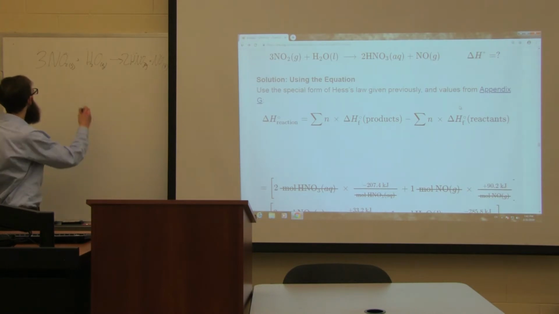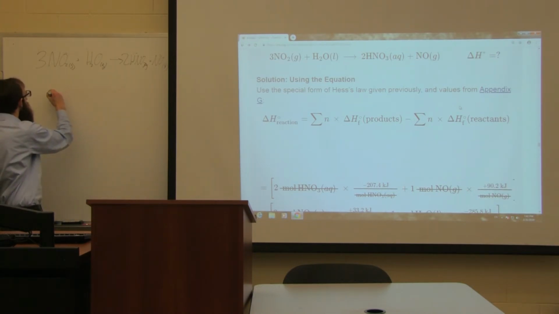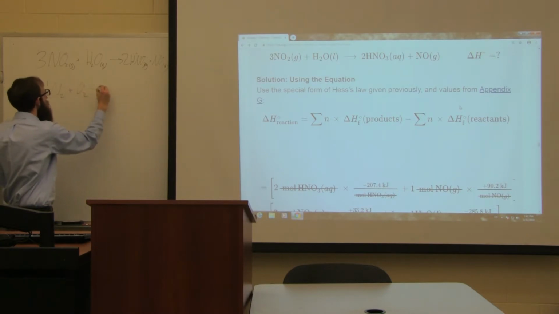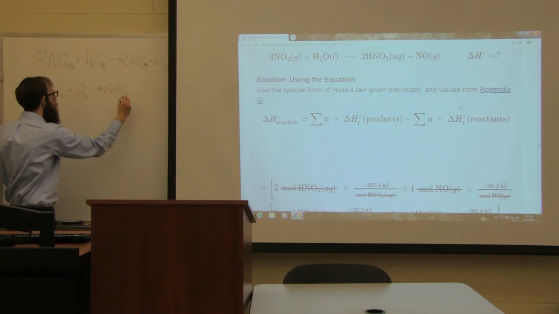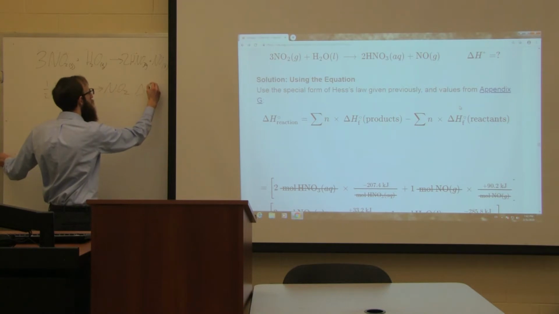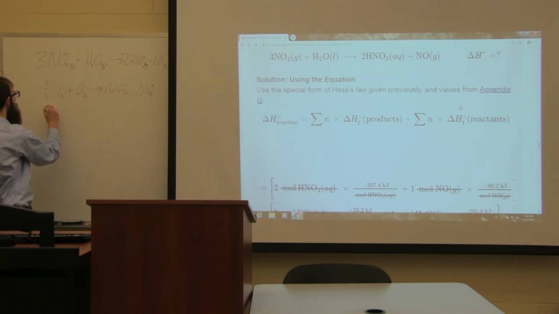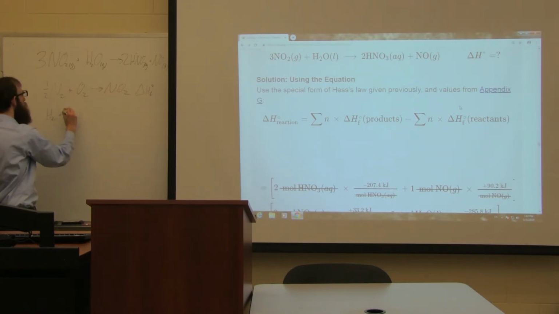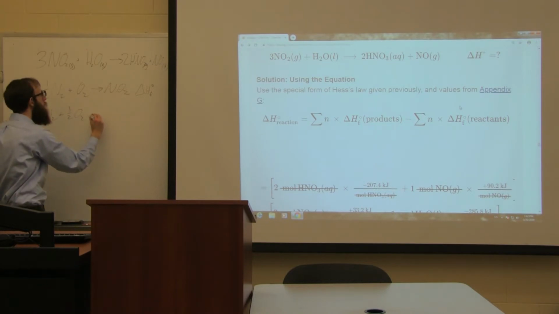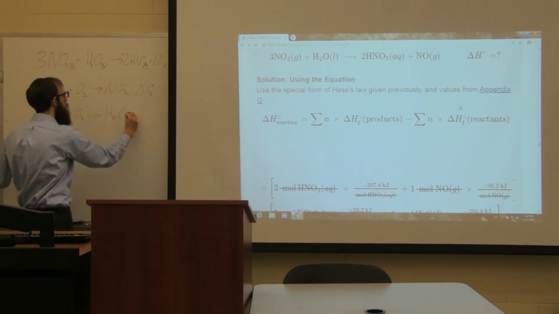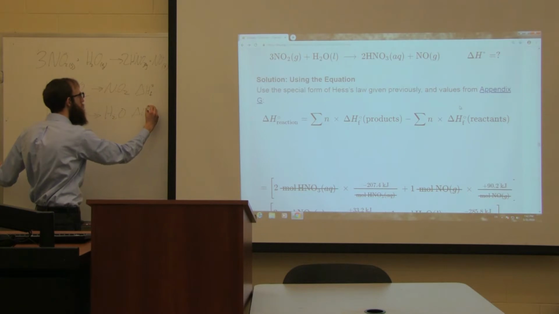When we talk about the enthalpy of formation, we've got 1/2 N2 plus O2 gives us NO2, and we have the delta H formation for that. We have H2 plus 1/2 O2 gives us H2O, and that's a delta H formation for that.